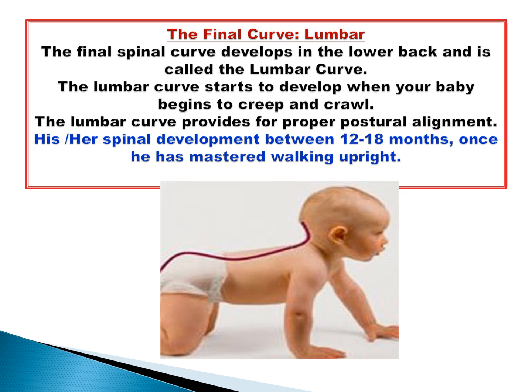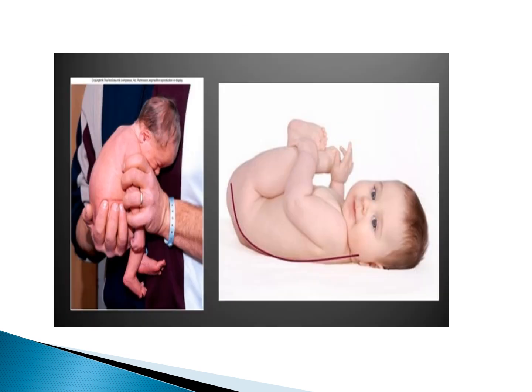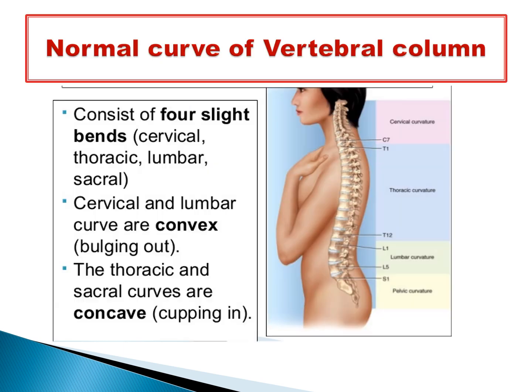The final curve is the lumbar curve. It develops in the low back and is called the lumbar curve. It starts developing when the baby begins to creep and crawl, and the lumbar curve provides proper postural alignment. His or her spinal development occurs between 12 to 18 months, when he masters walking. This is the C curve when the baby is newborn. It has to be held.